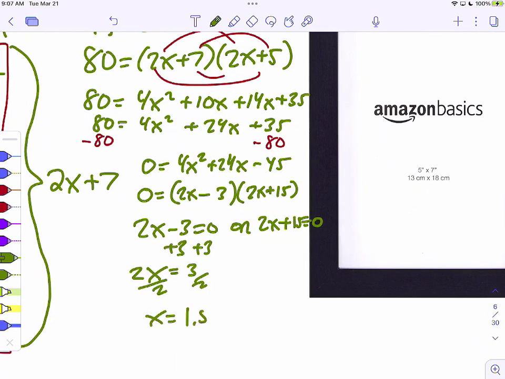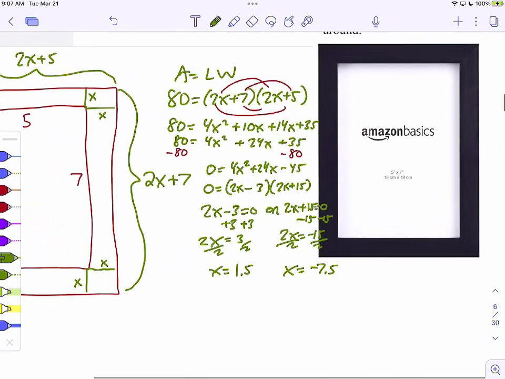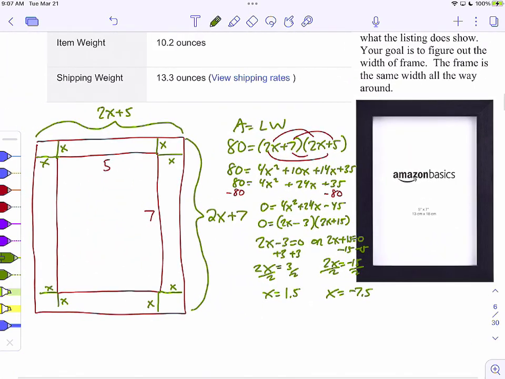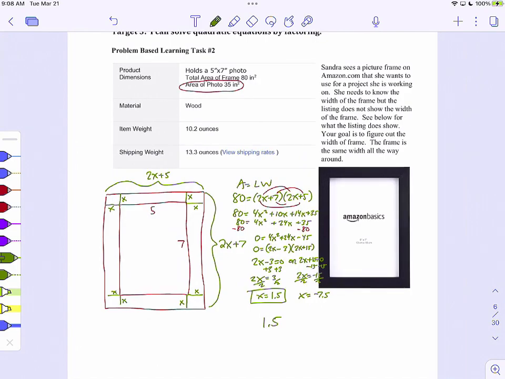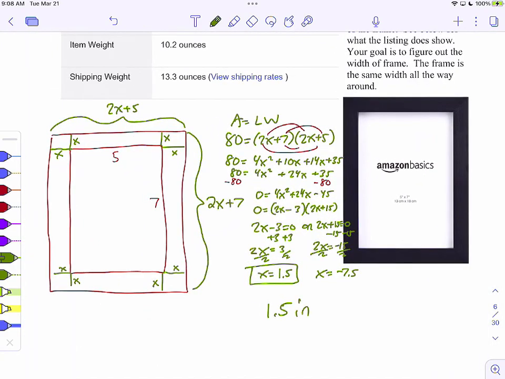I'm going to put decimals down on this because it'll be easier to check these. We were trying to find the width of the picture frame, and it's 1.5. If people guess and check, they might have figured out that 1.5 to begin with. But 1.5 makes sense. Negative 7.5 would not be a measurement that would even make sense. It's 1.5 inches around that whole picture frame.